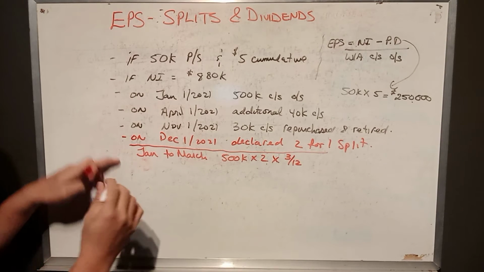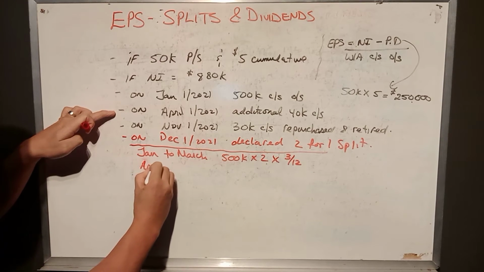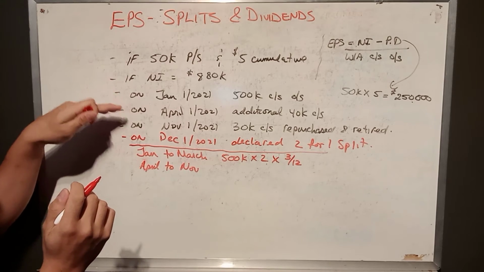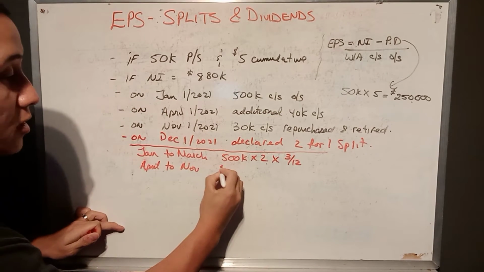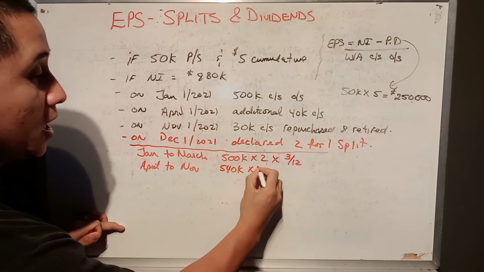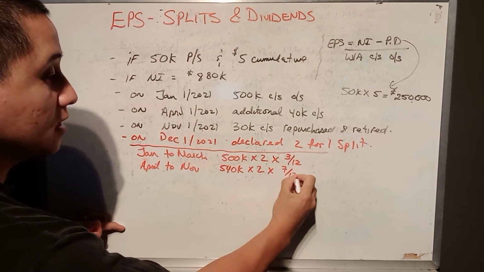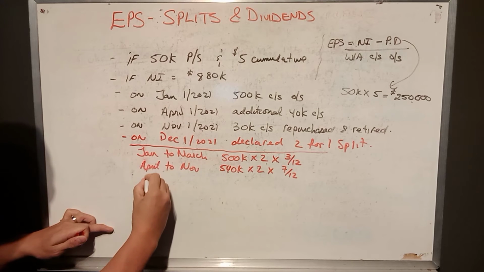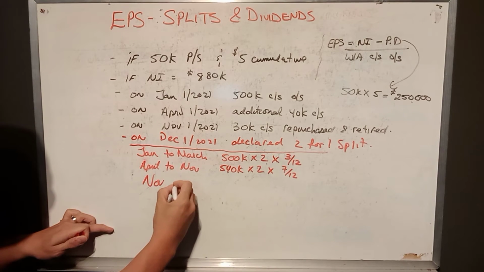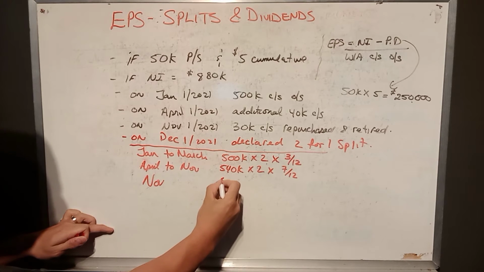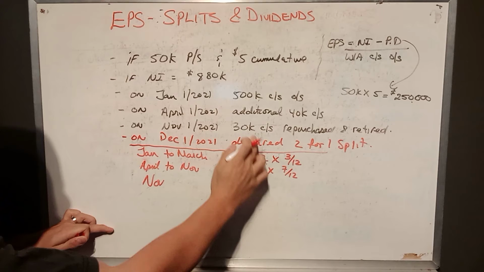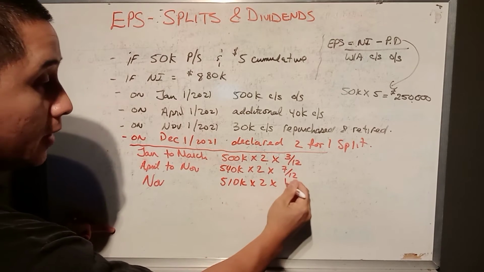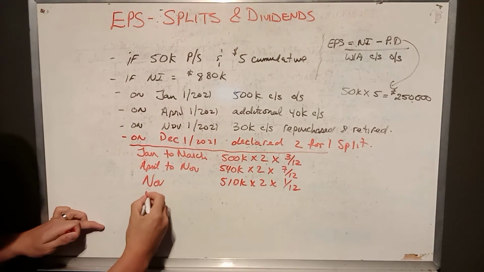Now, from April to November, we know that they had issued an additional 40,000 common shares. So in total, it's 540,000 common shares multiplied by 2, multiplied by 7 months out of the 12, from April to November. Now for November, on November 1st, when they repurchased and retired shares, this is going to be 510,000, because it's 540,000 minus the 30,000, multiplied by 2, multiplied by 1 month out of 12 months.